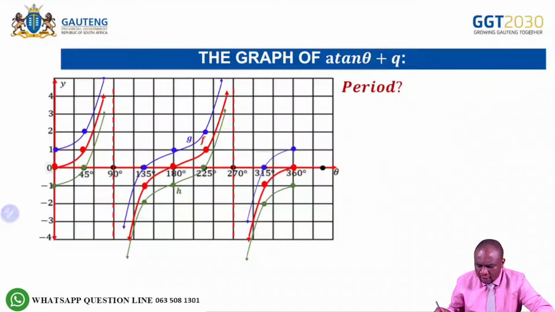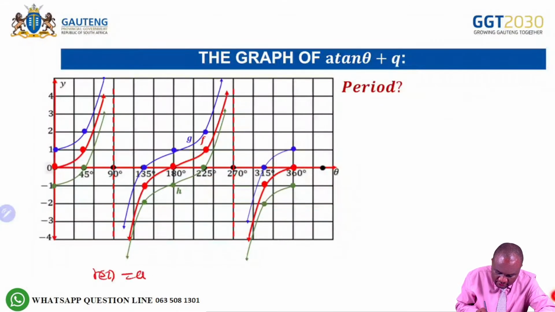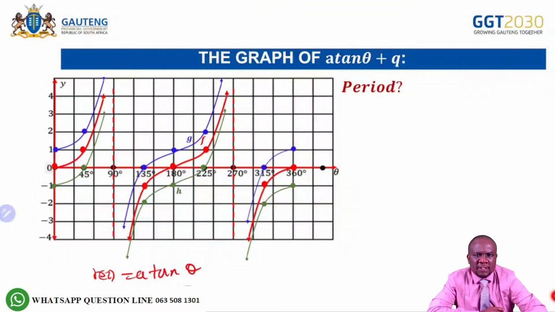Okay. Right, the period, I want to give you time for this, maybe 1 minute. What is the period of the tangent graph? Of this graph in the form, we're looking at the graph of the form f of x is equal to a tan theta. Just that. What is the period for this graph? 1 minute.